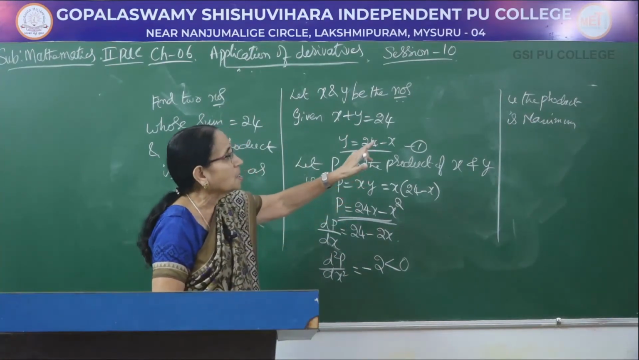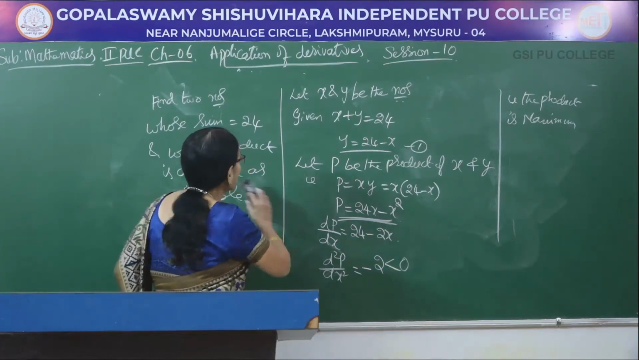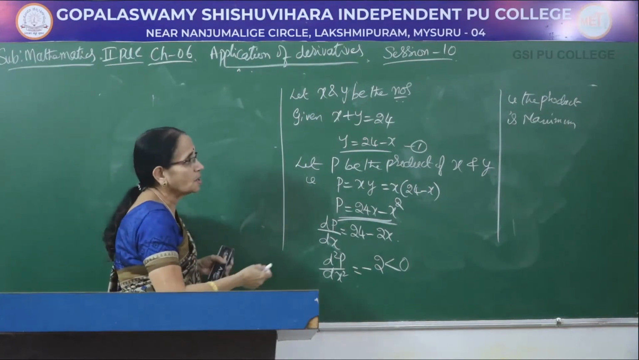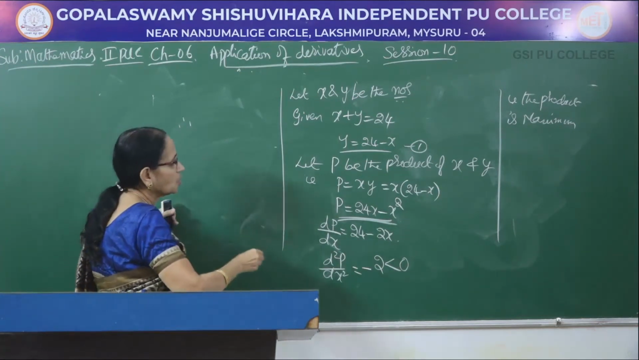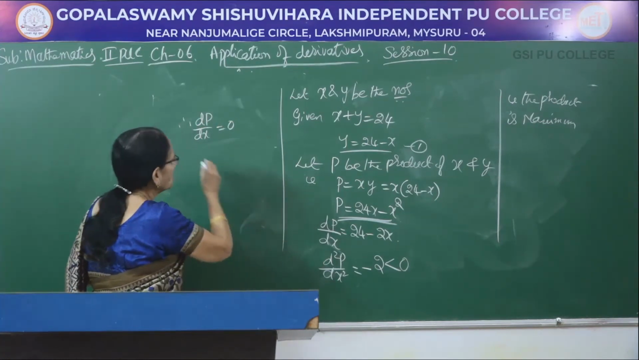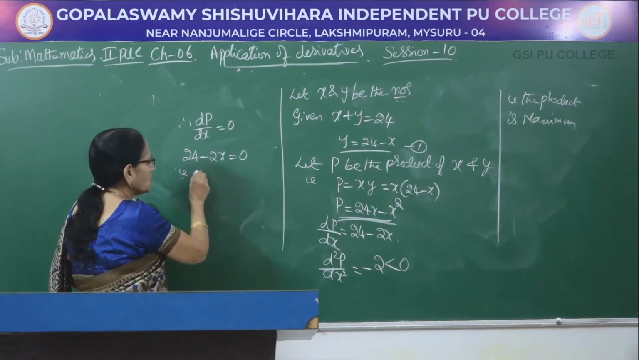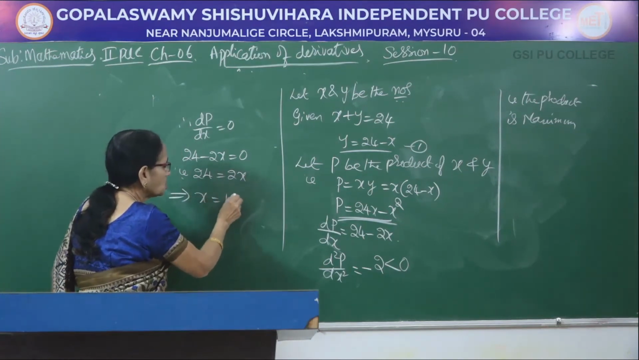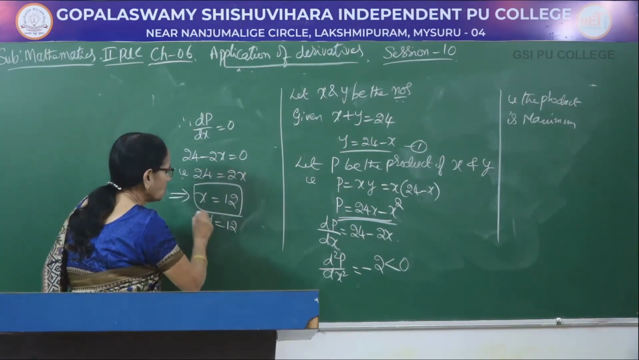Therefore, we have seen that it is attaining a maximum value. So, the second derivative is taken for the confirmation here. We have got the second derivative to be less than 0. Hence we have the confirmation that the product is maximum. Therefore, equate the first derivative to 0. dP by dx equal to 0. What is dP by dx? 24 minus 2x equal to 0. That is 24 is equal to 2x. What does it imply? x is equal to 12. When x is 12, since the sum is 24, y is also equal to 12, isn't it?